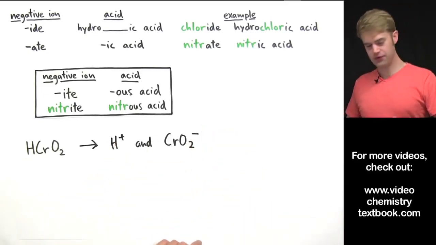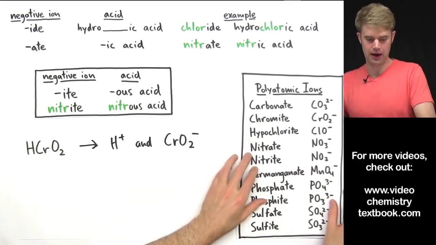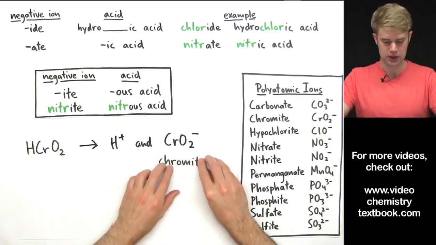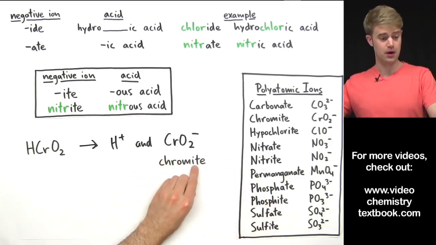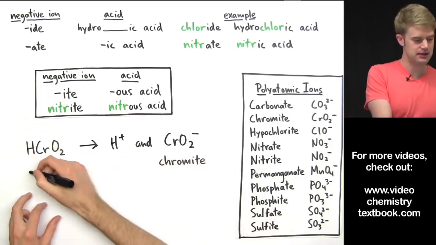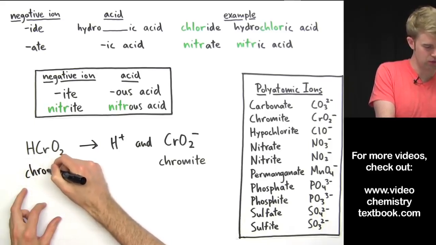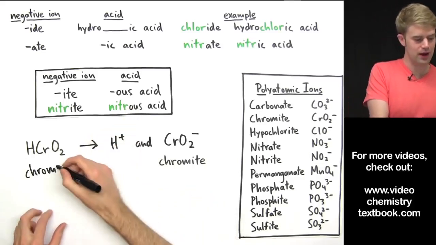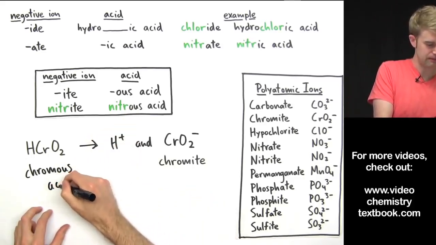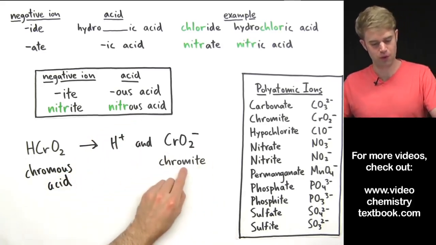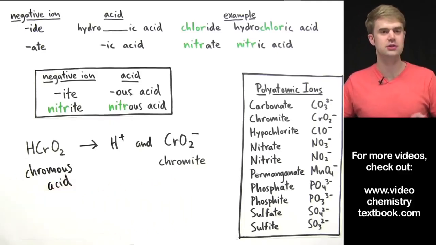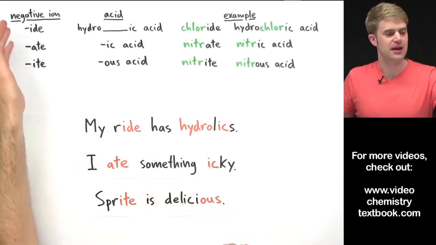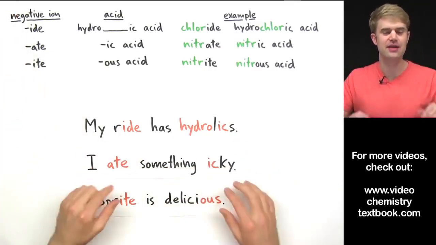The name of this negative ion here, CrO2 1 minus, is chromite, which means that the name of the acid that contains it is going to be chrome. I take off the ITE, I replace it with OUS, and then I add acid. So it has chromite in it. We call it chromous acid. So these are the rules for naming acids based on the name of the negative ion that's in that acid.